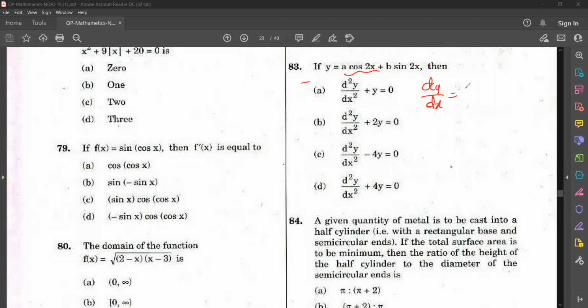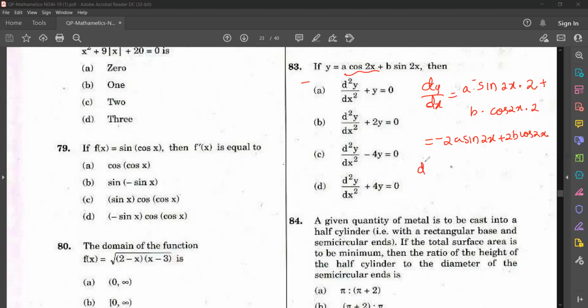how to take the derivative. A into derivative of cos x is minus sin 2x into derivative of 2x is 2, plus b into derivative of sin x is cos 2x into 2. So that is minus 2a sin 2x plus 2b cos 2x.